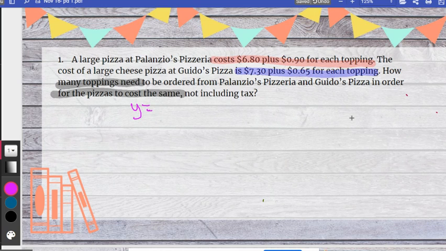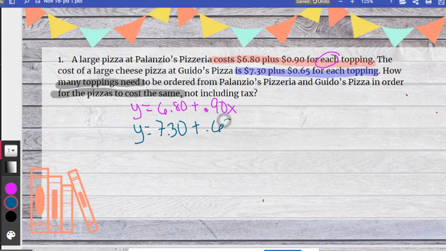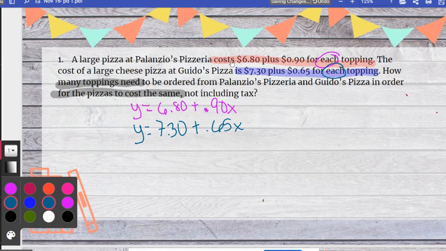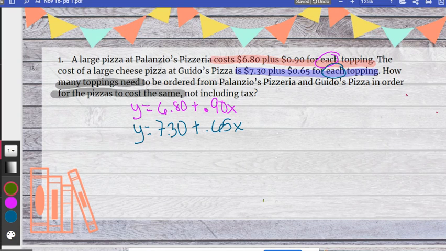Okay, talking about Palanzinos, it costs $6.80 plus 90 cents for each topping. And we're going to have our X here with that 90 cents for each topping. Okay, moving on to the other equation, talking about Guido's, same thing. It does not give us a total cost, but it tells us it's $7.30 plus 65 cents for each topping. So again, our X needs to be with the 65 cents.